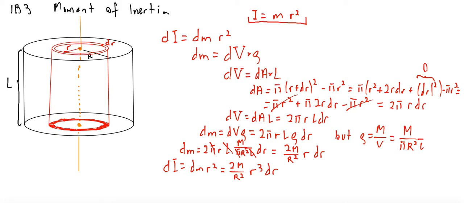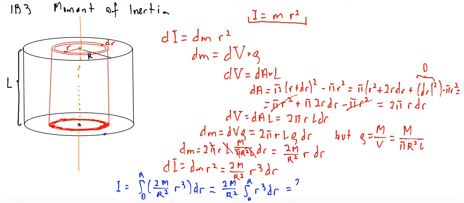Of course, by integral. Typical integral of dI results in I, and integral of the right side we have 2m over R squared, r to the power of 3 dr. And we have to take the integral from the very small, so from 0 to the edge, so to R. But what is constant here? Constant is mass and radius. So finally we have something like this.